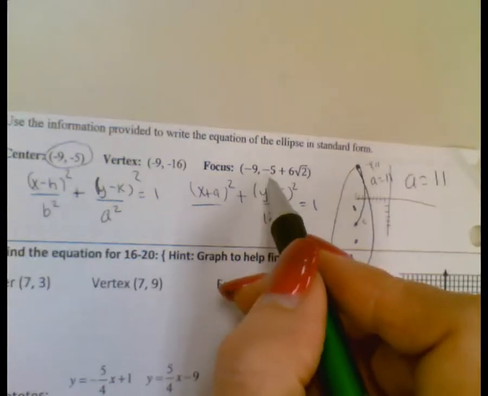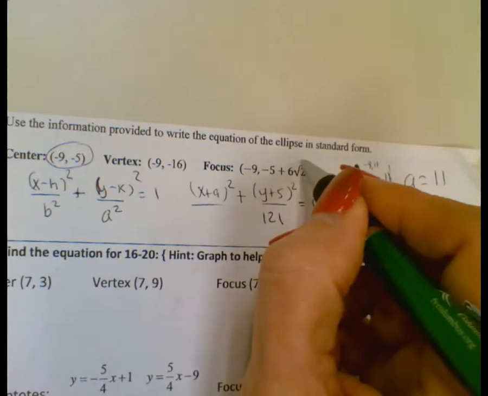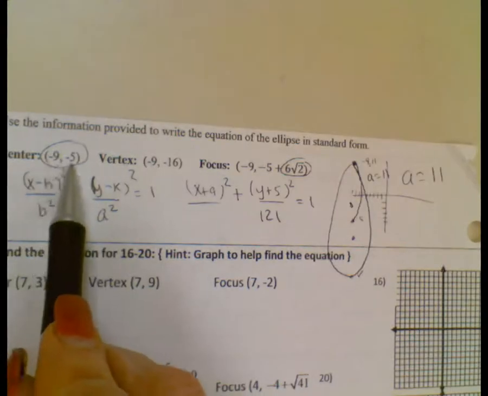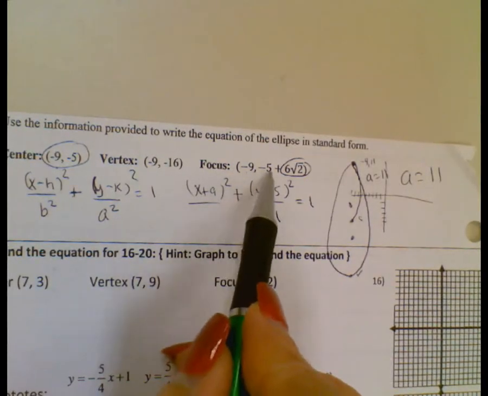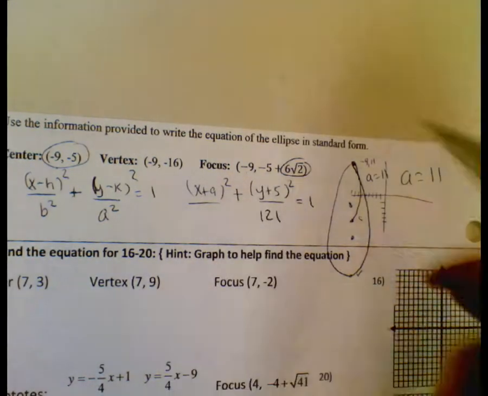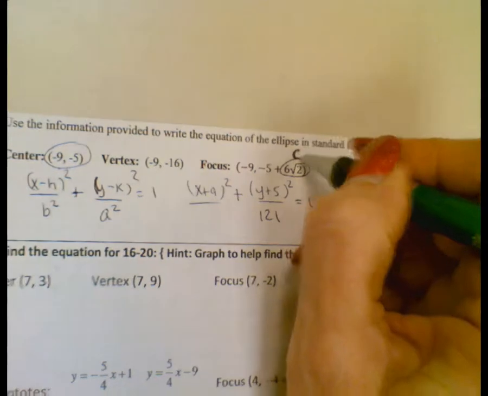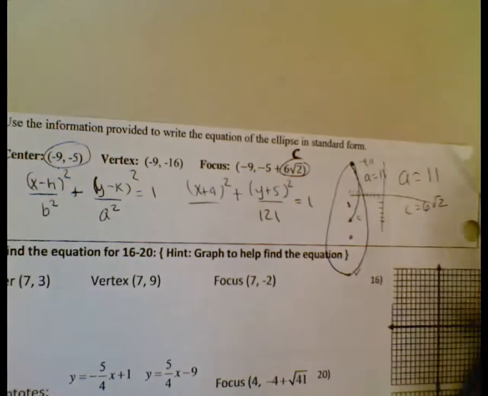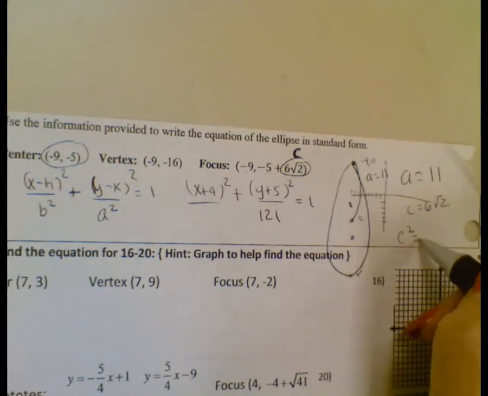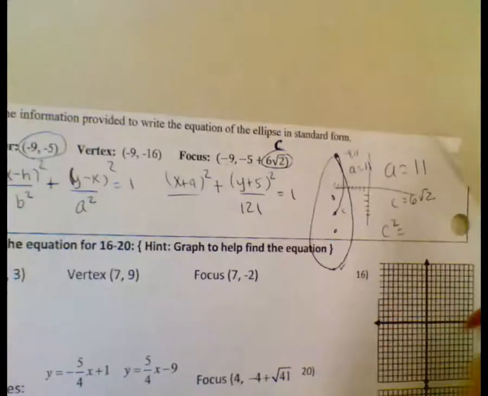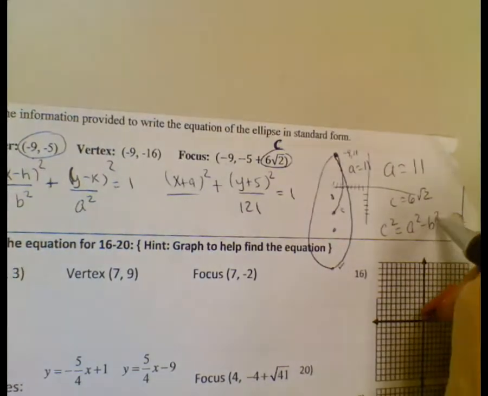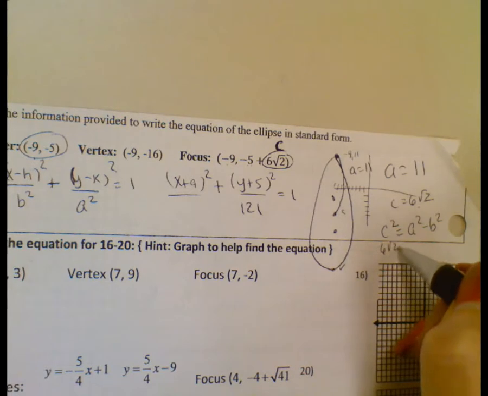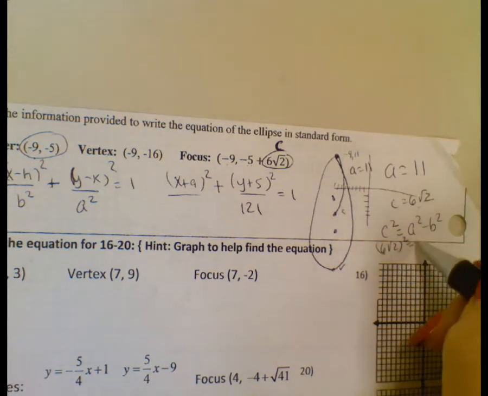Now the b, we're going to have to use the c information. So the foci, this 6 radical 2 seems to be the difference of the center, negative 9, negative 5. There's the center. So the 6 radical 2 is the c, because it's the foci distance that you're adding to the center. So your c is 6 radical 2. So what's your b? Your foci formula looks like this for an ellipse. So c is 6 radical 2, and we're going to square that. a squared is 121.